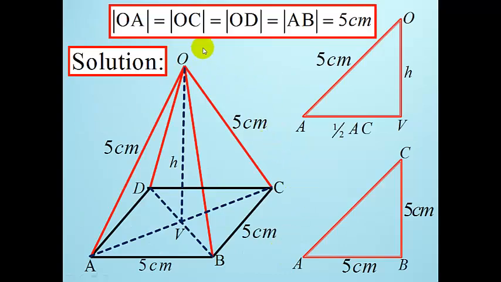Now, from the question, this is our pyramid. We have the square base ABCD. So if AB is 5, it means BC is 5, CD is 5, and DA is also 5. And we are also told that the distance from O to all the vertices is 5. So OA is 5 centimeters, OC is 5 centimeters, OD is 5 centimeters. So it means that OB will also be 5 centimeters.